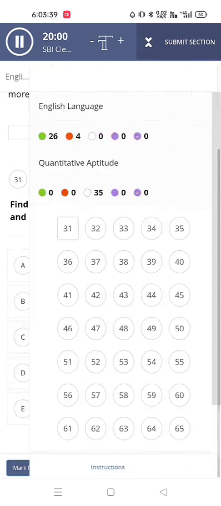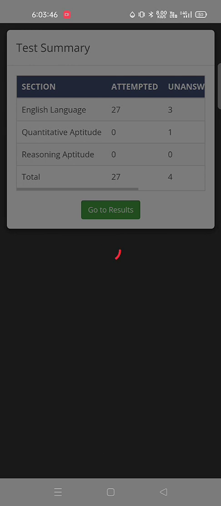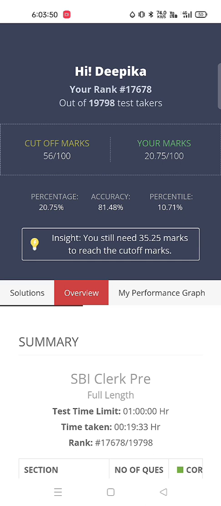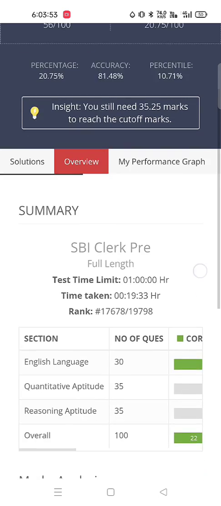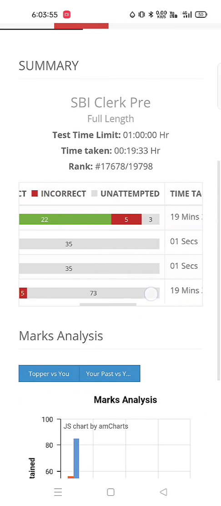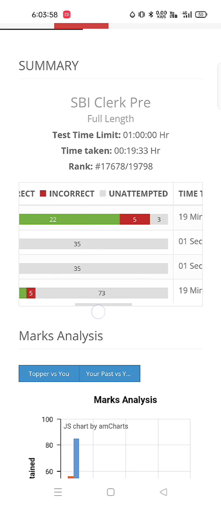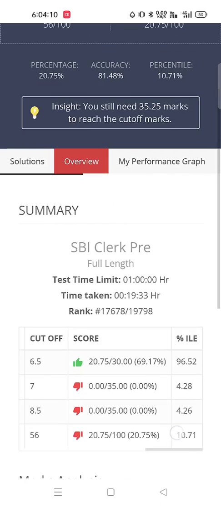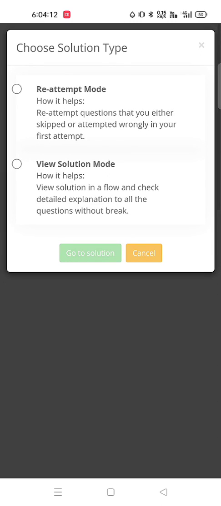So now we will just submit this section and see our marks. We have attempted 27 questions while I was talking to you guys. We have got 20.75 marks in this, with 5 questions wrong and 22 questions right. You can see that the percentile is 96. It means this score is good, as the level was not easy, it was moderate. We will move to the solutions now.